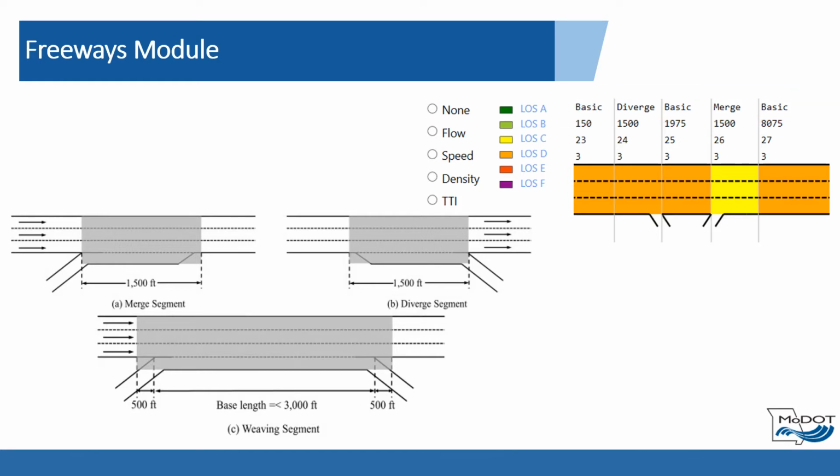Basic freeway segments typically fall between the influence areas of merge-diverge or weaving segments. However, basic freeway segments can also have boundaries established by changes in traffic characteristics or geometrics, such as changes in number of lanes, lane or shoulder width, grade percentage, terrain type, or posted speed.